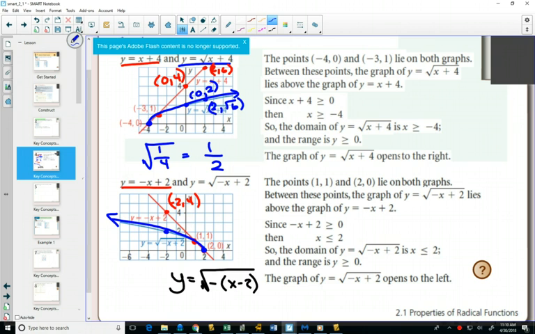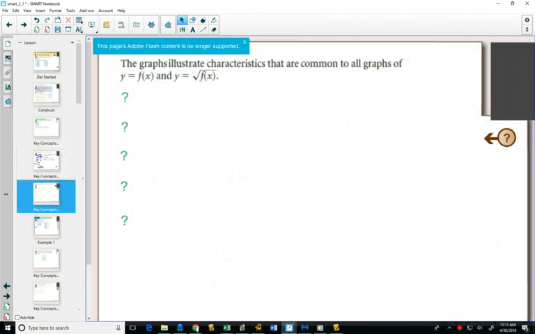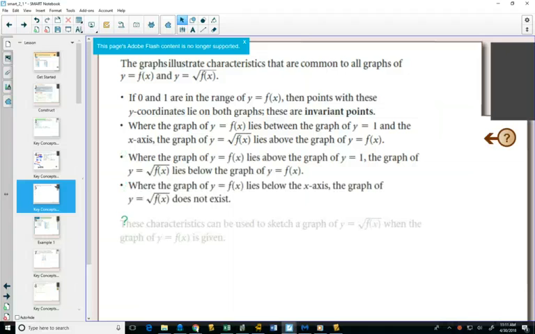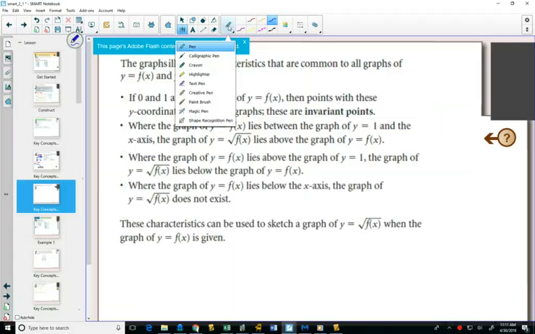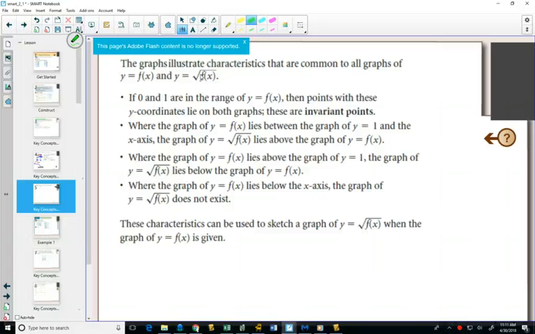So all of these are summarized on your next page. So if you want to take out your highlighter again, we can highlight these important ideas. 0 and 1. Those points are going to be on both graphs. They have a special name. They're called invariant points. So the first thing we're always going to do is see if we have any points where the y values are 0 and 1, and those points are going to stay the same.